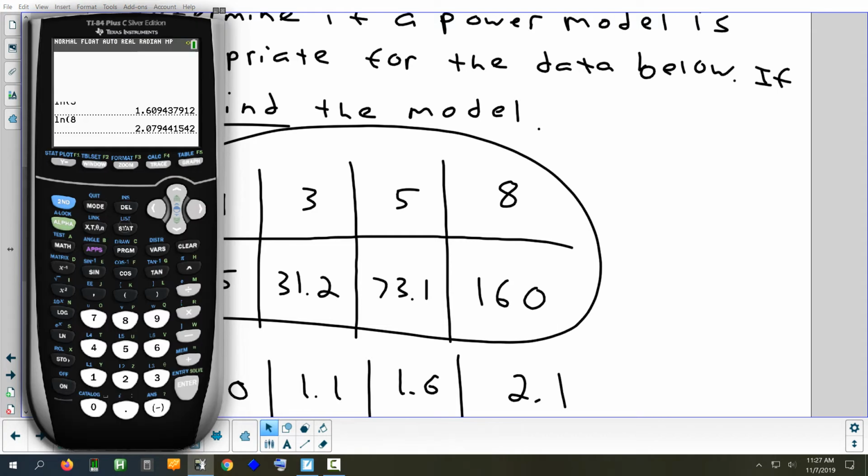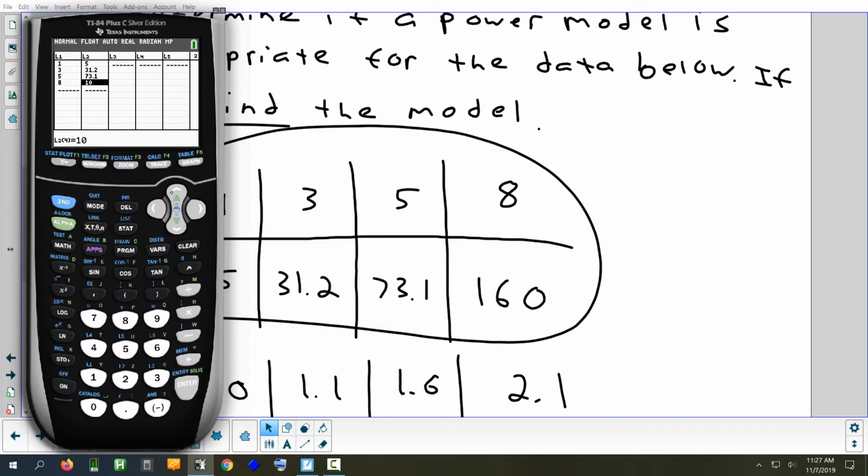The way we type the points in is we go stat, edit. In L1, put all your x's: 1, 3, 5, 8. Hit the right arrow, and it'll bring you over to L2. I think that's 5, 5, 31.2, 73.1, 160. Now, if you already had stuff in there that you didn't want, you can just highlight the number that's there, and you can just type a different number right over it.